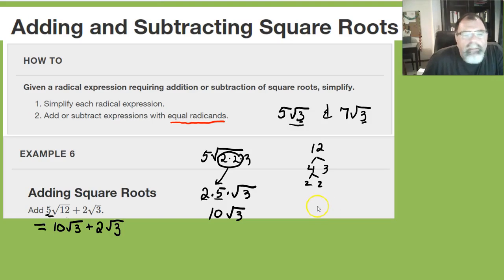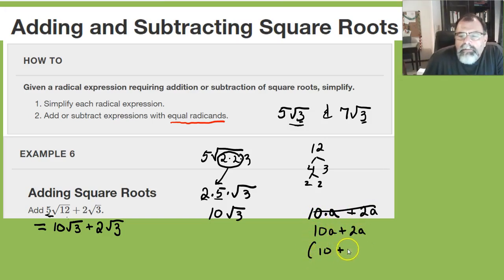Now this is what I tell my students: think of square root of 3, what if I called that a? So square root of 3 is a, so then I have 2a. So it's just 10a plus 2a. How would you combine those like terms? Well, you're going to add the number parts. And what we're really doing is we're factoring out the a, because that's what's common to both of these terms, and you're doing the distributive property in reverse. So don't forget that.